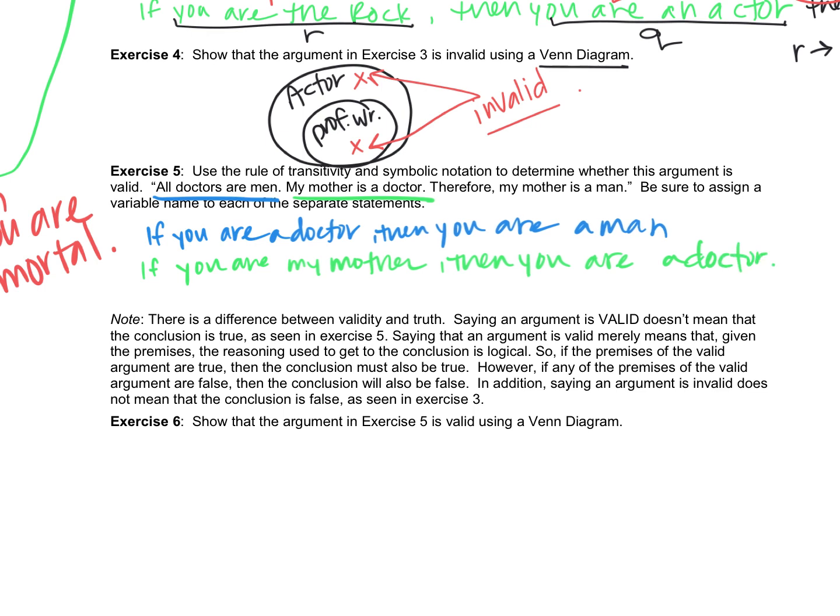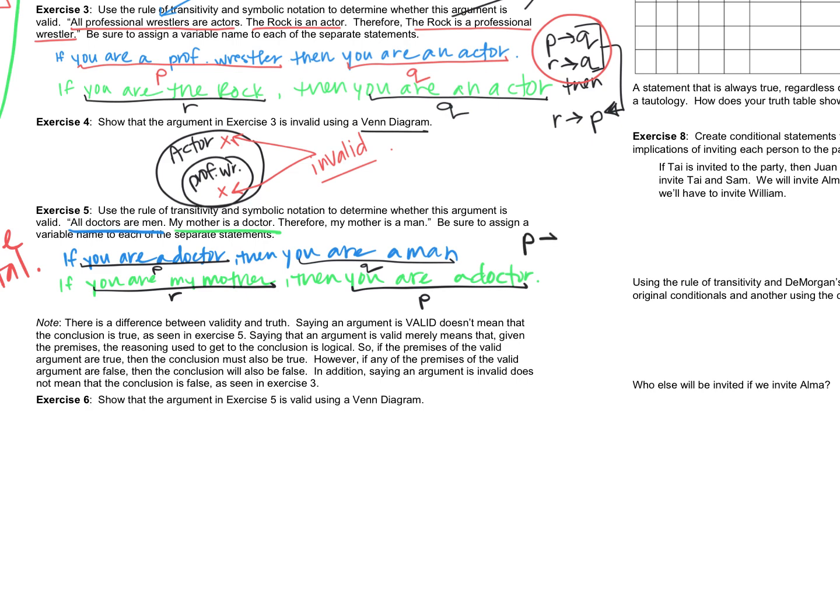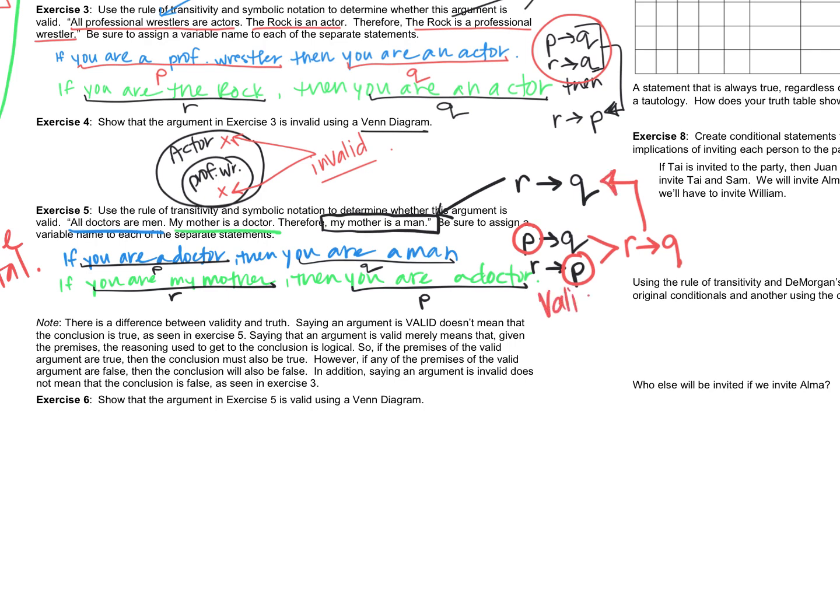I'm going to label my statements so I can see them in symbolic logic. You are a doctor, we'll call that P. You are a man, we'll call that Q. You are my mother is a new statement, R. So what we have is that P implies Q and R implies P. We want to get to the statement, my mother is a man, which in our notation says if you are my mother, then you are a man: R implies Q. You can see with transitivity, because the hypothesis and conclusion match up, we can say that R implies Q. So that would be a valid argument.